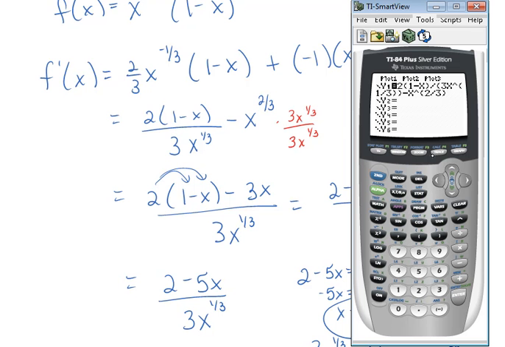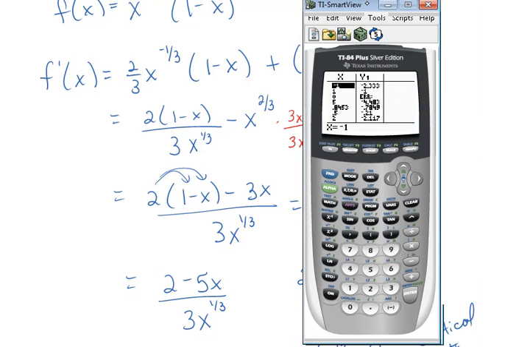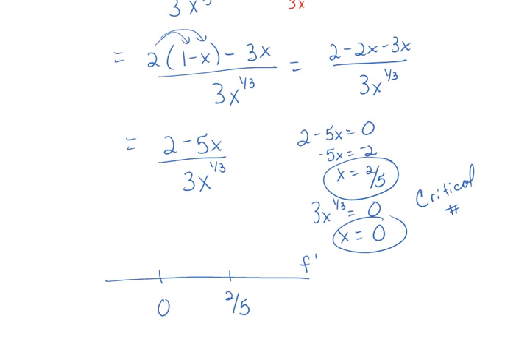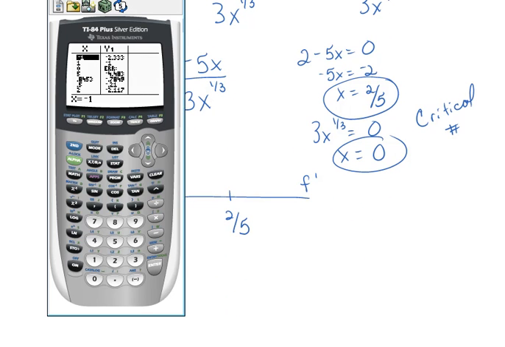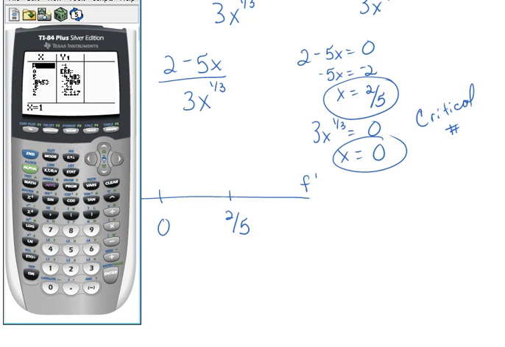Okay, and then I'm just going to go to my table and see what's going on here. Let me just delete some of these. Okay, so a number less than 0 would be like -1. If I test -1, I get -2.33. A number between 0 and 2/5 would be like 1/5, and I get a positive number. And then for a number bigger than 2/5, maybe 1, I get a negative number.